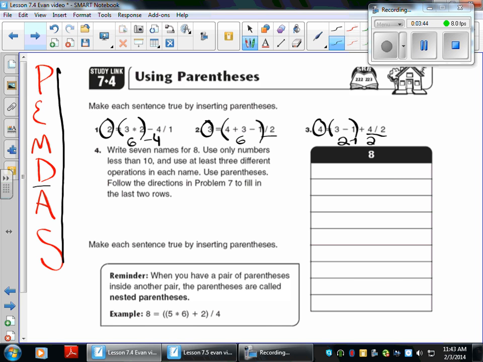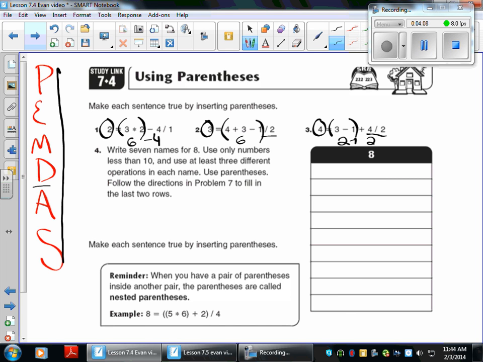For number 4 on the study link, it says write 7 names for 8, use only numbers less than 10, and use at least 3 different operations. Now when they're asking for 3 different operations, they're asking you for addition, subtraction, multiplication, division, and in this case you can use parentheses and exponents. They want 3 different operations in this problem so you get the number 8.